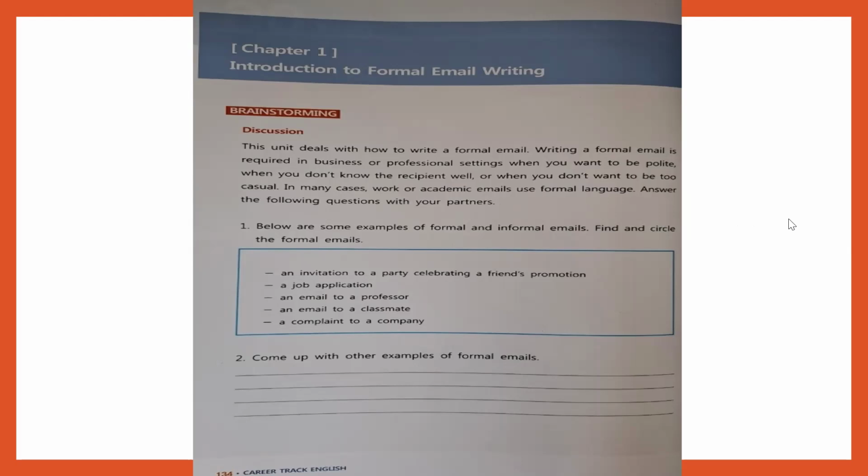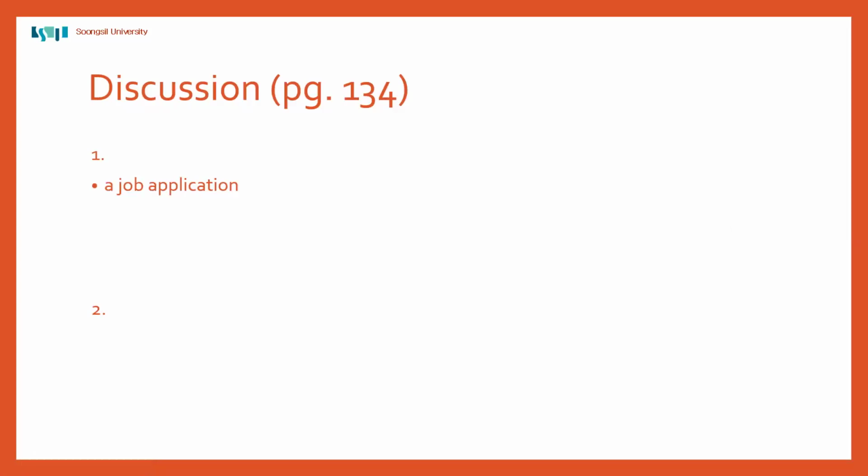Okay, so let's have a look at the next slide and you will have some example answers. So question 1, circle the formal emails, and question 2, try to come up with some other examples. Okay, so a job application is a formal email. An email to a professor should be formal. A complaint to a company. There's a slight typo there. A complaint to a company.